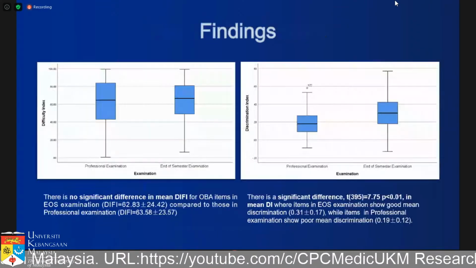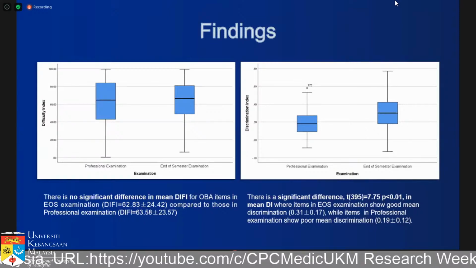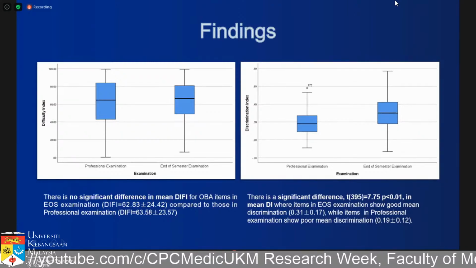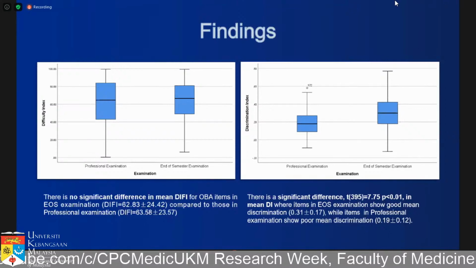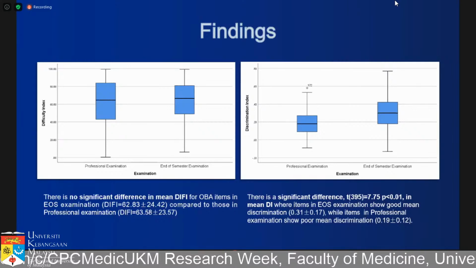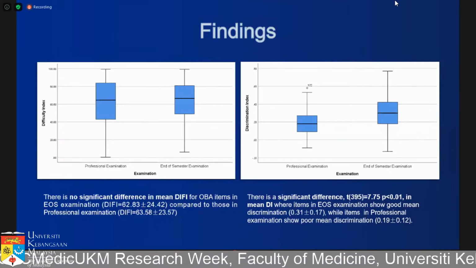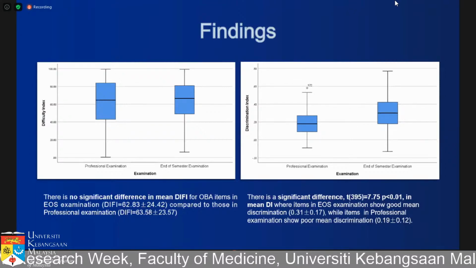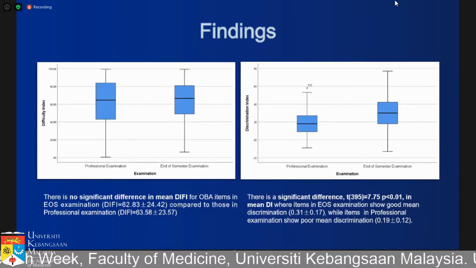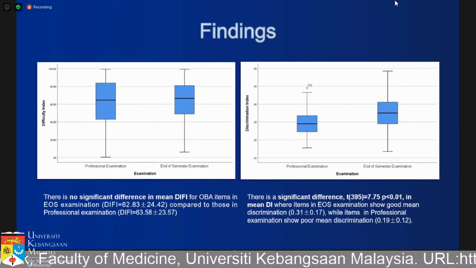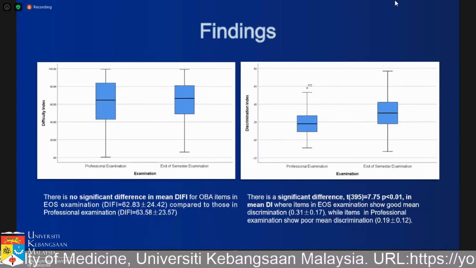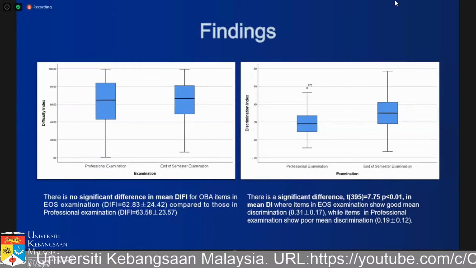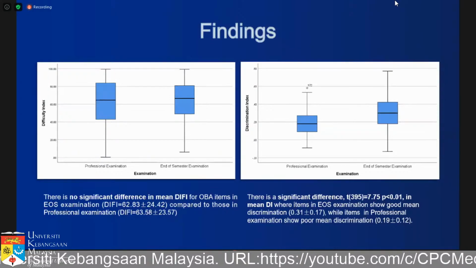From this study, for the difficulty index, we can see clearly from the first box plots that there is no significant difference in mean difficulty index for OBA in EOS and OBA in professional examination. Both examinations have a mean of around 60%, which is of acceptable difficulty. However, if we look at the discrimination index, unexpectedly, we found that the mean discrimination index for professional examination is a lot lower than the mean discrimination index for end of semester examination. The cutoff value for poor discrimination index is anything below 0.2, and we can see that professional examination shows slightly lower than 0.2, at 0.19.